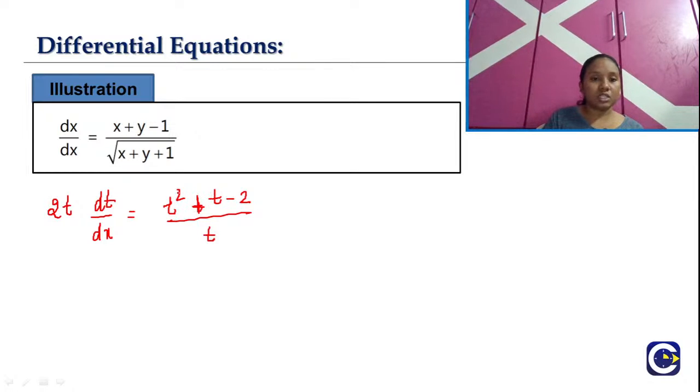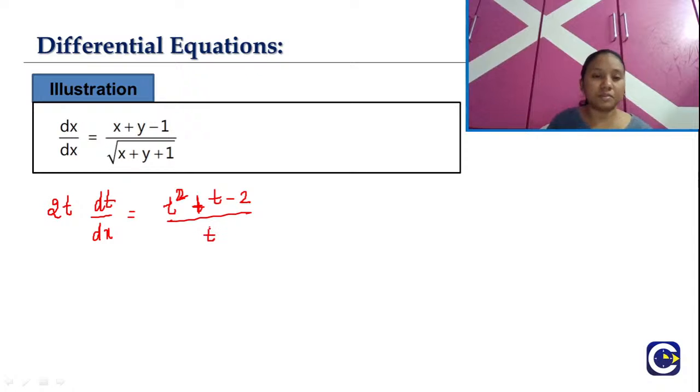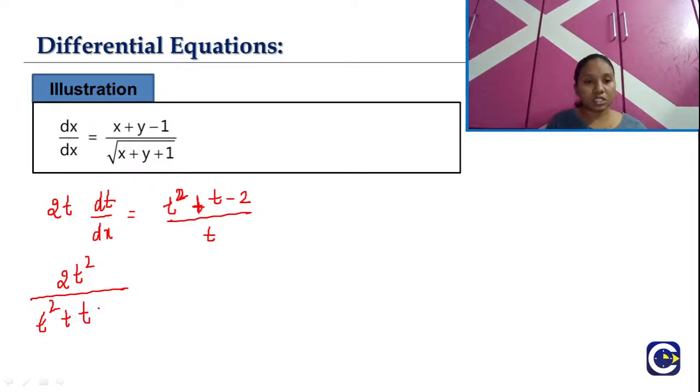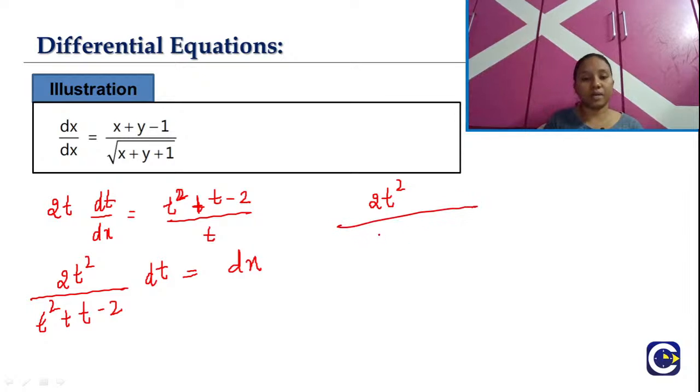You can do the integration part later if you want, because it's partial fractions. We have to split it and do it. So let me rewrite the expression first. It will be 2t square divided by t square plus t minus 2 dt here, and dx will be on the other side. Now here it's a quadratic expression, so this can be factorized. Then it will turn out to be 2t square divided by t minus 1 and t plus 2 dt is equal to dx.